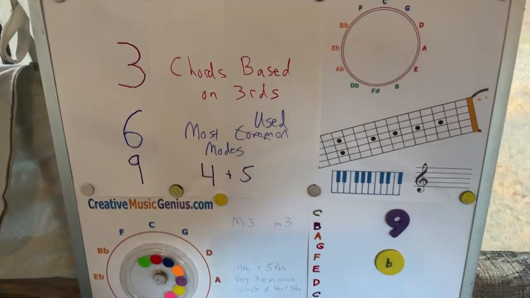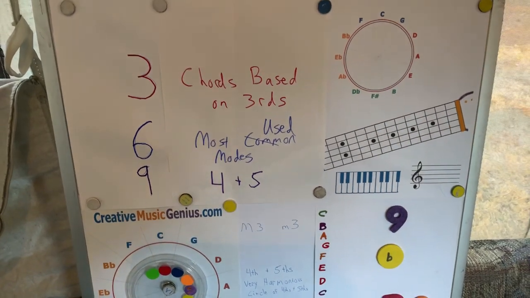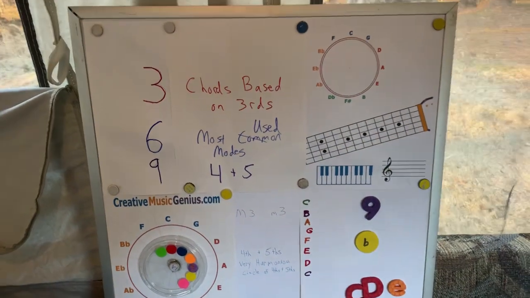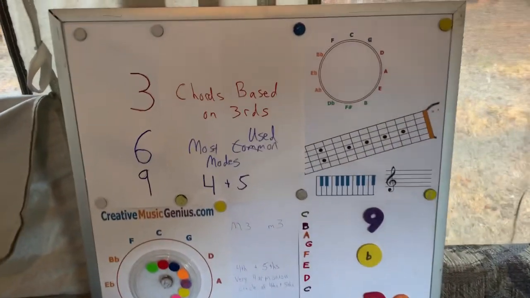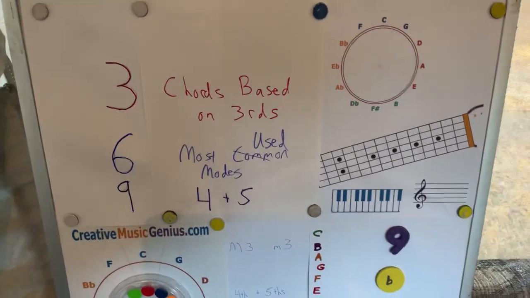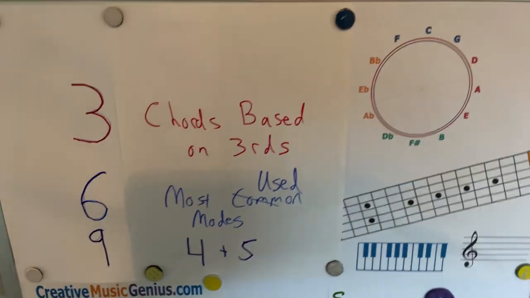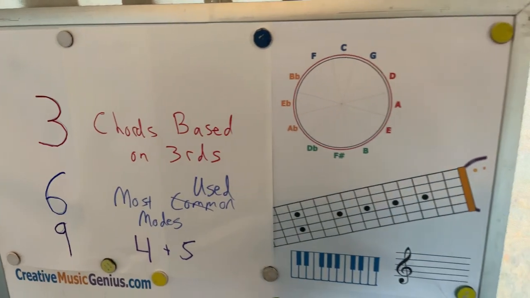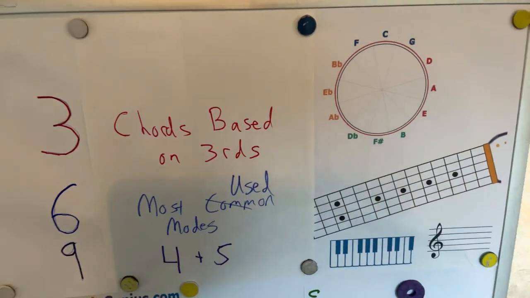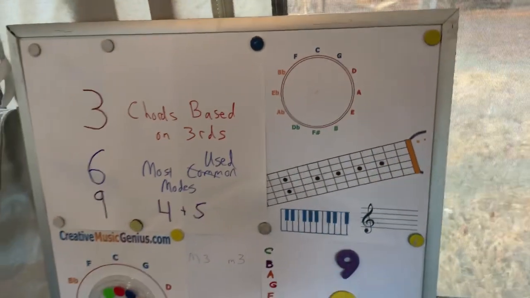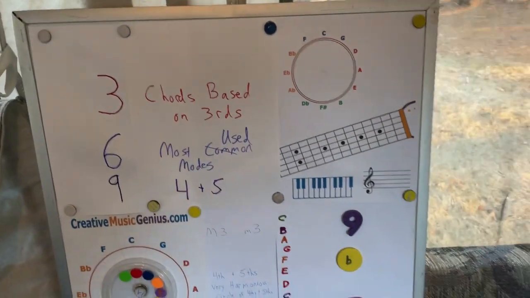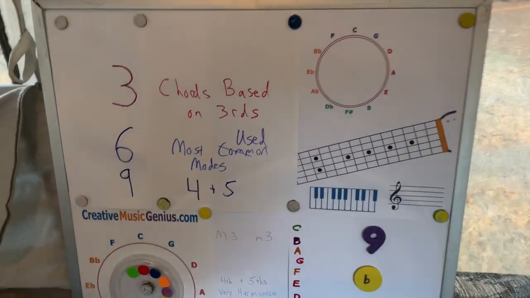CreativeMusicGenius.com. You know, Tesla was fascinated by the numbers 3, 6, and 9, so I thought I'd post them up here and just talk about harmony and how these numbers relate to harmony. So, 3: chords are based on thirds. Minor thirds or major thirds, right? Most chords, all the fundamental basic chords that we use all the time are based on thirds.